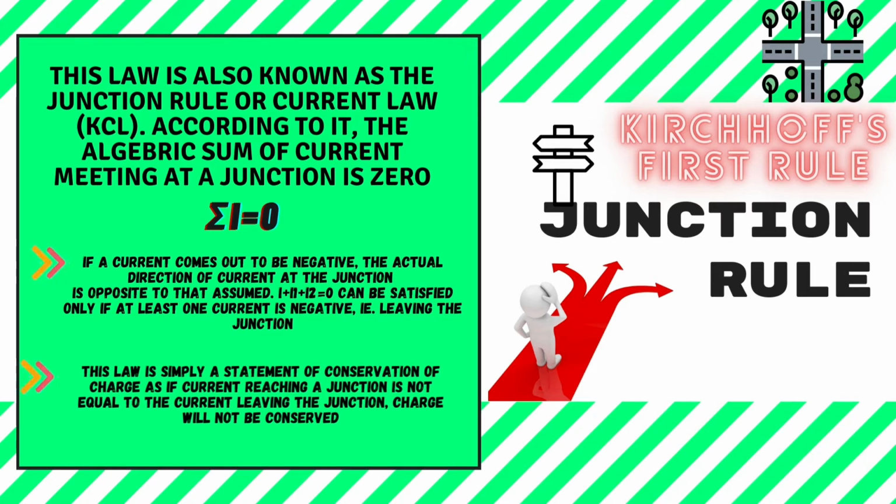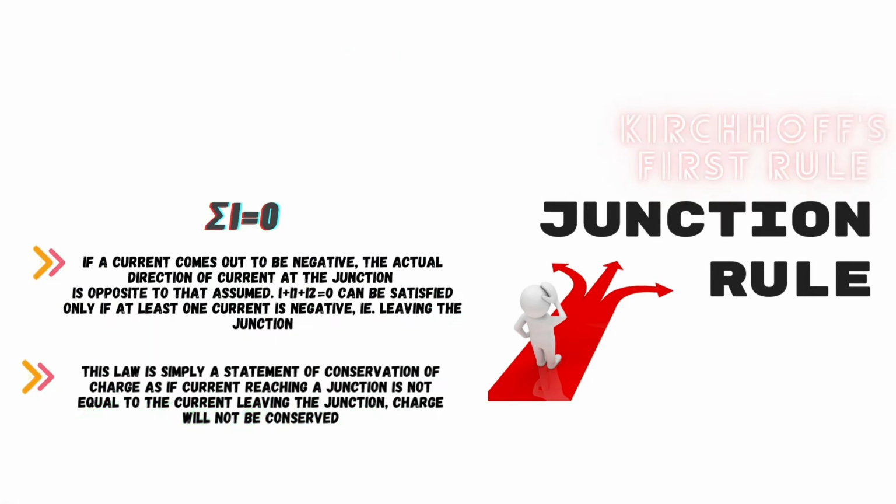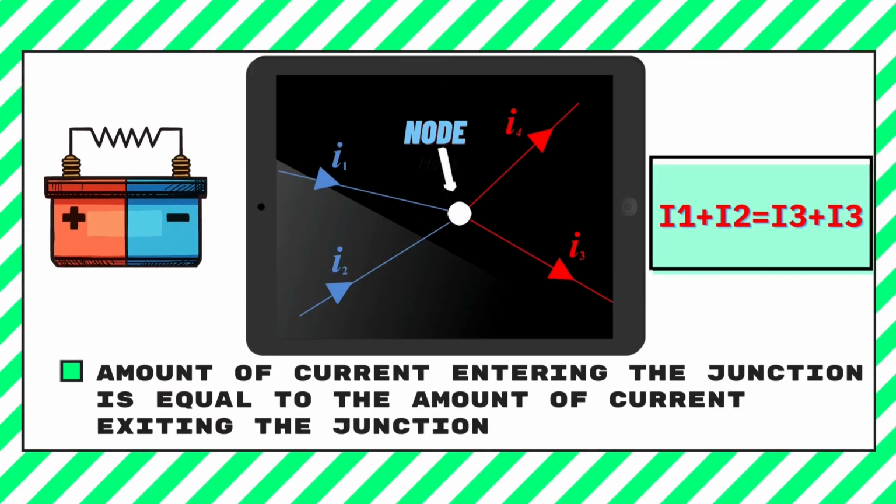Now, moving on to the diagram. Here a simple junction is drawn where currents from 2 directions are coming, that is I1 and I2, and I4 and I3 are leaving the junction. The amount of current entering the junction is equal to the amount of current exiting the junction. I1 plus I2 equals I3 plus I4.